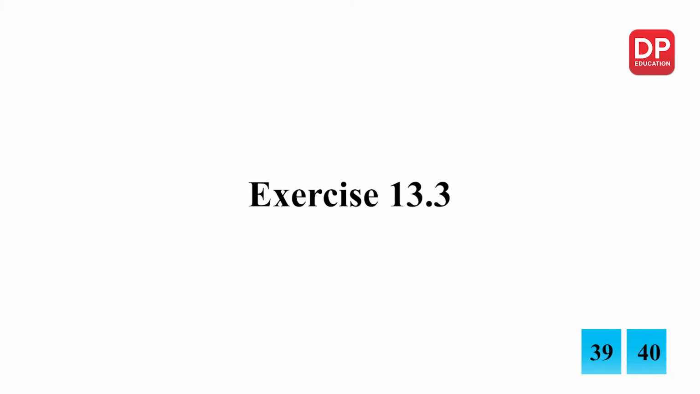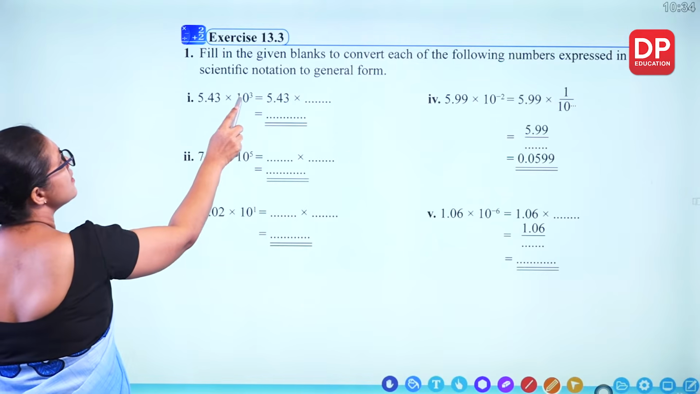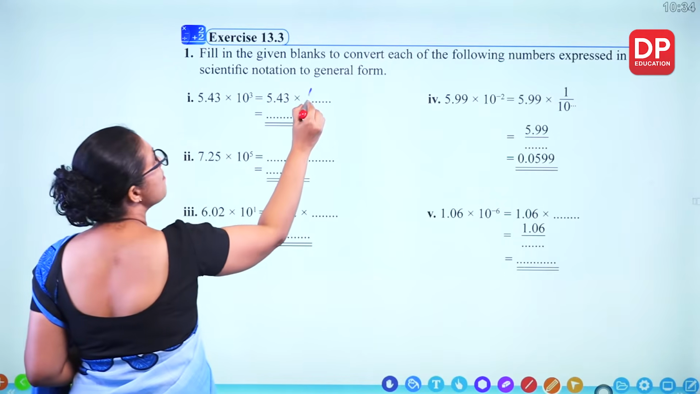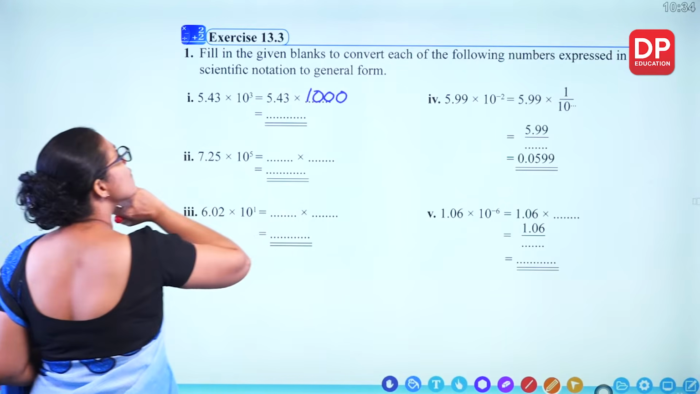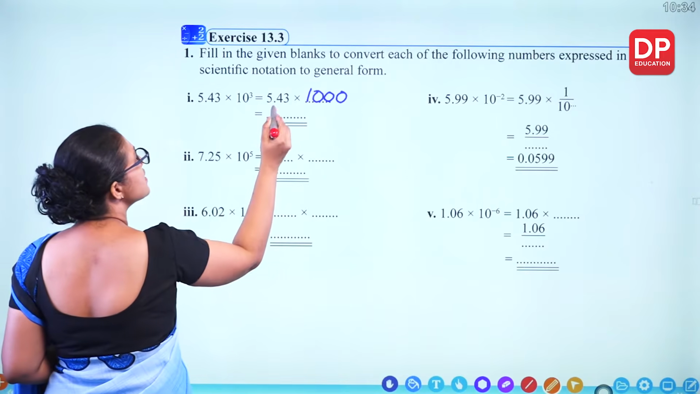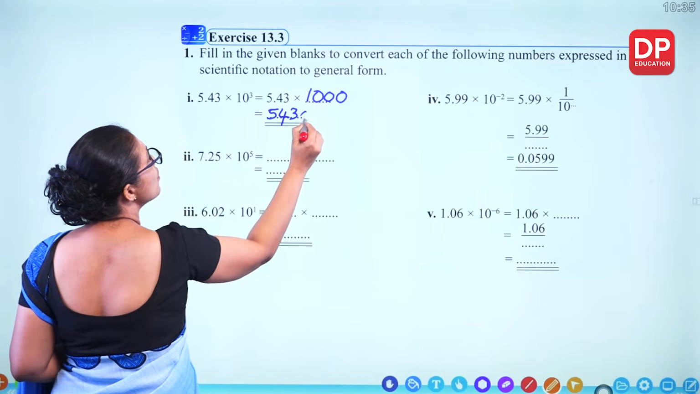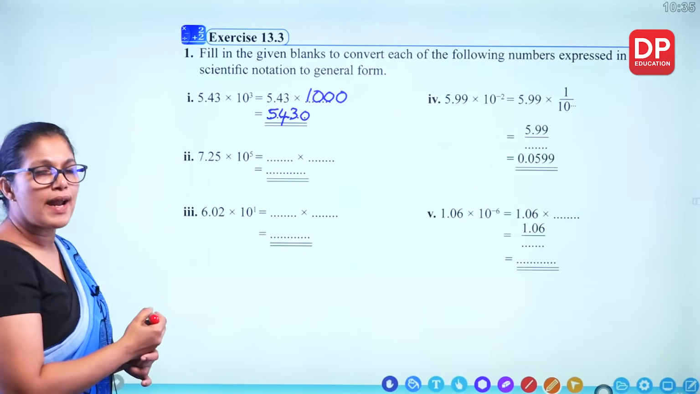Exercise 13.3. Fill in the given blanks to convert each of the following numbers expressed in scientific notation to general form. So this one, 10 to the power 3 means multiply by 1000. So that means move the decimal place 3 places to the right. 5, 4, 3, 1, 2, 3. So 5430.